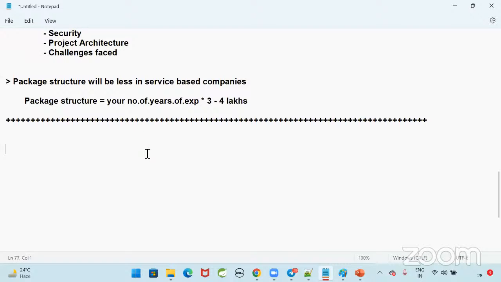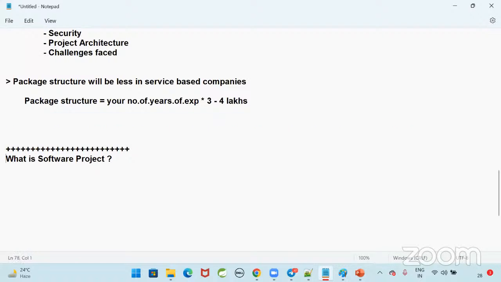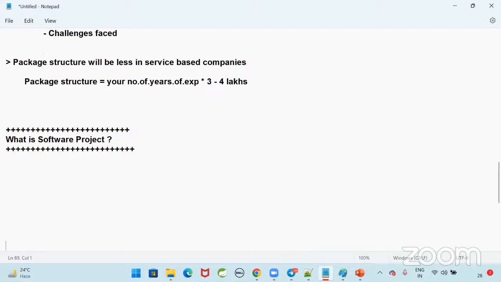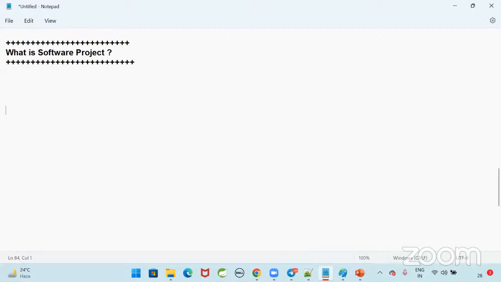We are going to talk about what is a software project. We are here to develop a real-time project. We are here to develop one software project. So first of all, before going to develop a project, let me understand what is a project. What is your opinion about a software project? Guys, can you tell me what is a software project?